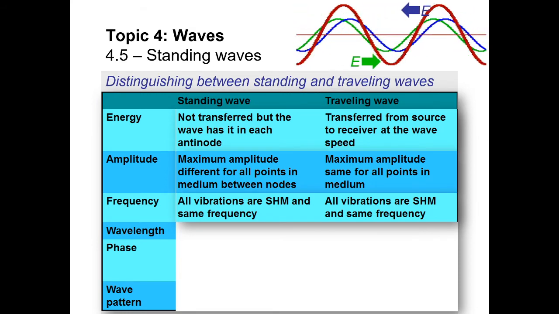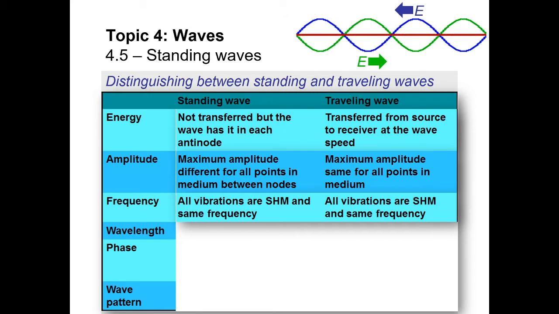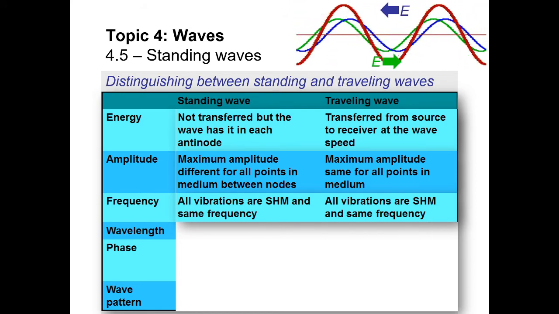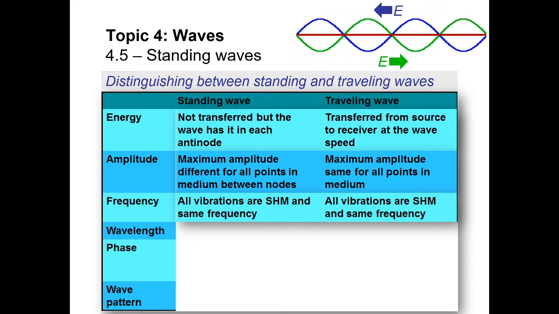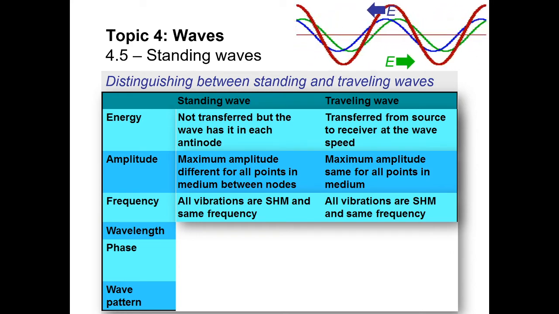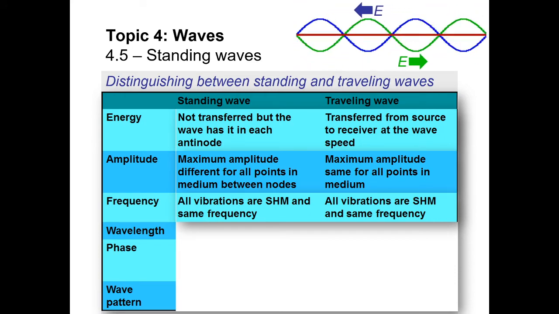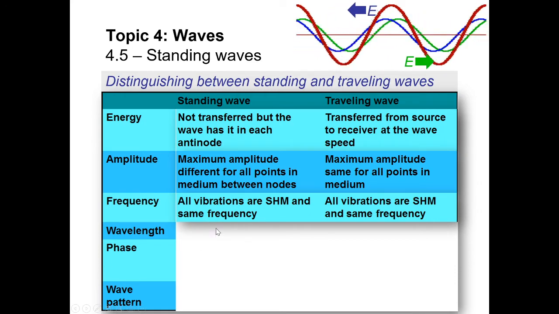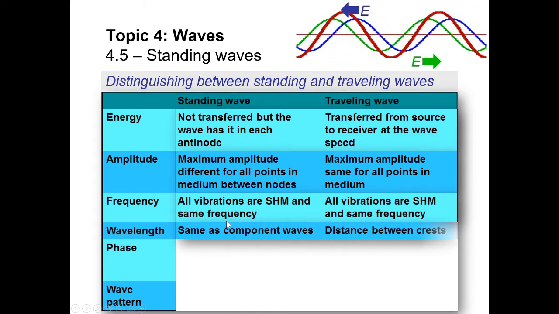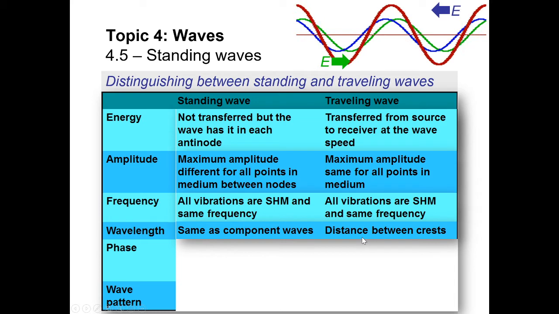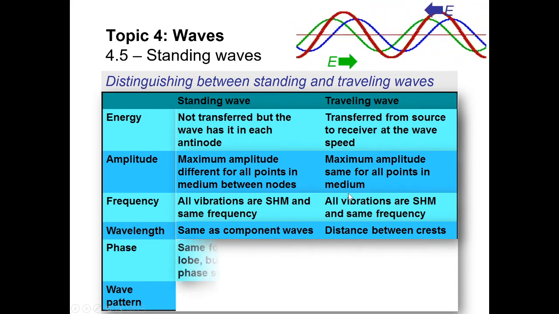Something that I'm going to tell you, which you should just very well remember both this year and next year, and in the future when you take physics, is the frequency of a wave is always and only determined by its source. If the source remains the same, the frequency stays the same. Wavelength. Okay, so for a standing wave, the wavelength is the same as the waves that make it up. And for the traveling wave, you just measure the distance between the crests.